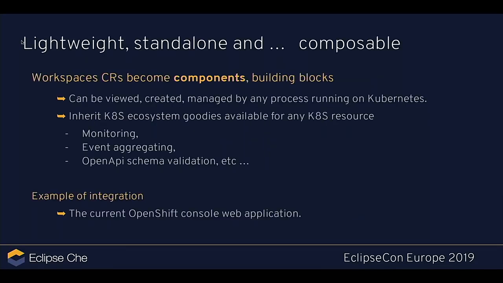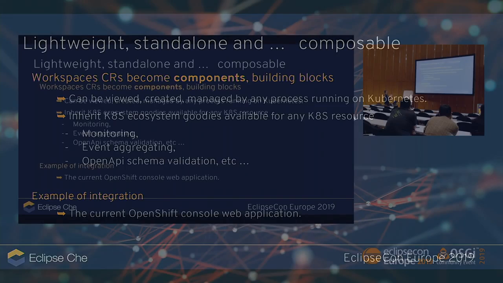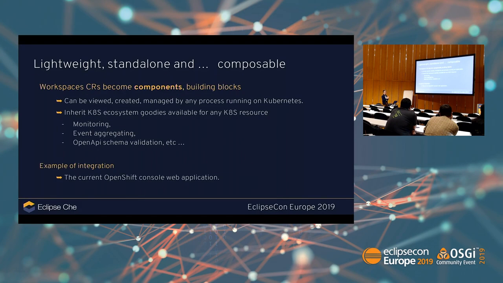So, what happened here? We have lightweight, standalone, but then we also have composable workspaces. That means that workspaces become components, building blocks. Every application in Kubernetes will be able to see workspaces and to do things with them. Also, you can inherit all the Kubernetes goodies that you have for any Kubernetes resource, for example, monitoring, event aggregating, open API schema. And let me show you an example of integration.